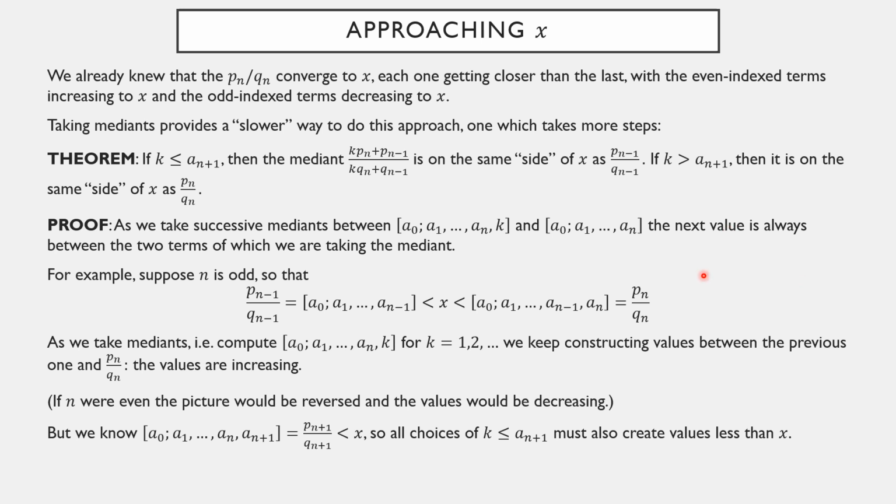Okay, so since n was assumed to be odd, this was an odd indexed convergent, it's larger. This was an even indexed convergent, it's lesser than X. But this will also be an even indexed convergent, so it's still less than X. So our mediants were increasing until they hit this, but we were increasing towards something less than X. They were all less than X.